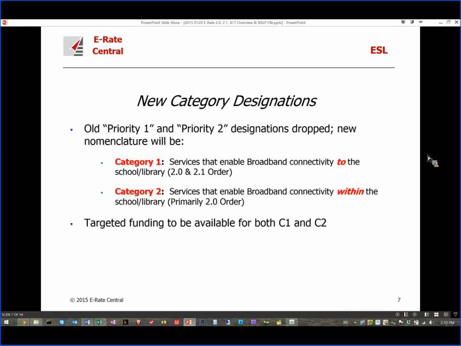So in the eligible services list, I think we're all familiar that they've changed from priority system to category 1 and 2. Category 1 was to target the services to the school or library. Category 2 is within the school or library, and targeted funding has been established for each of those categories so that we're not back in the situation of if category 1 uses most of it, we won't have category 2. I think you're going to find they're adequately funded.